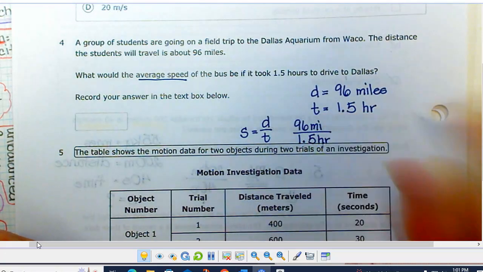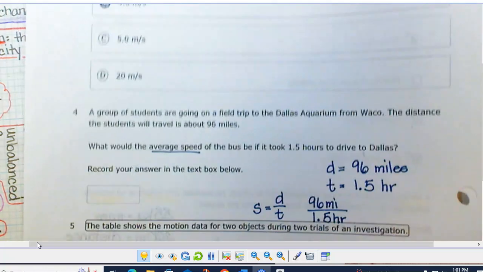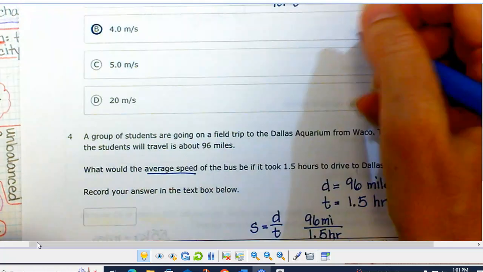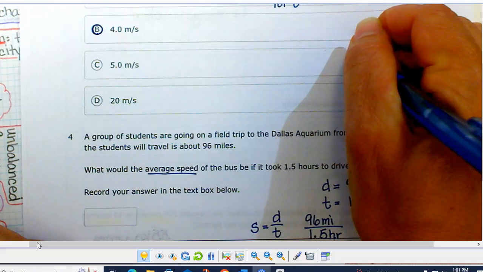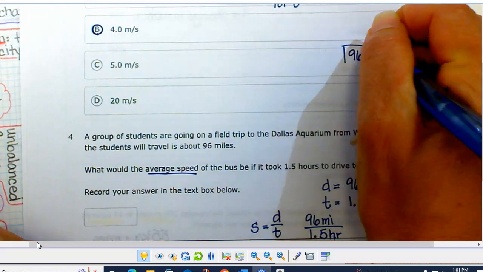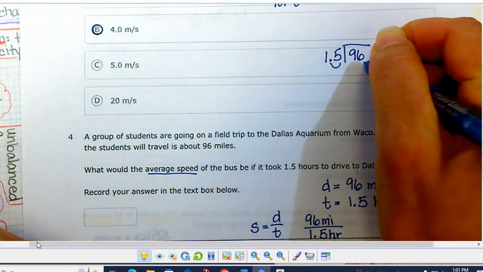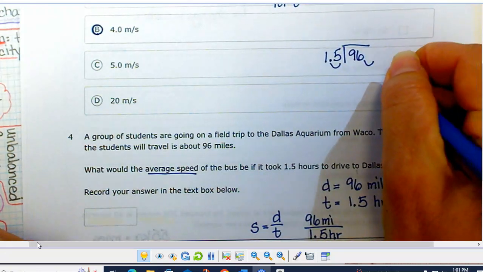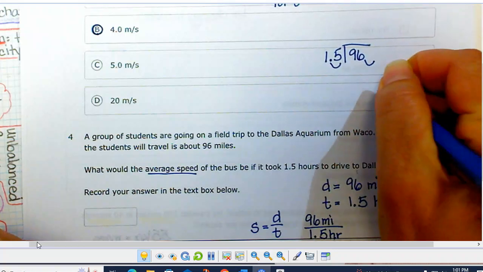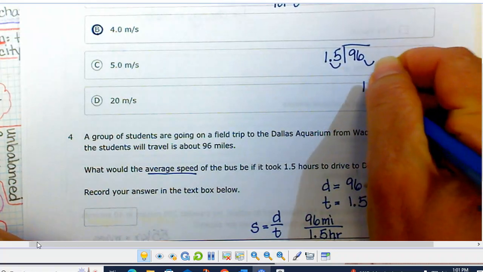1.5 hours. And we're going to do a little brain exercise. We're not using a calculator, so we'll just use some of the spare room up here. 96 divided by 1.5. Okay, I'm going to move my decimal. That becomes 960 divided by 15.